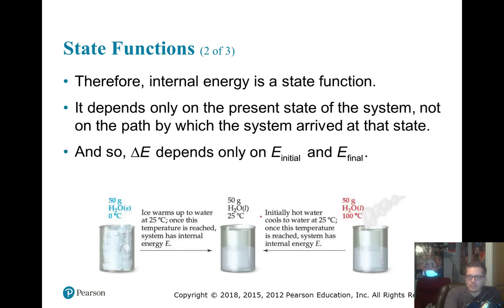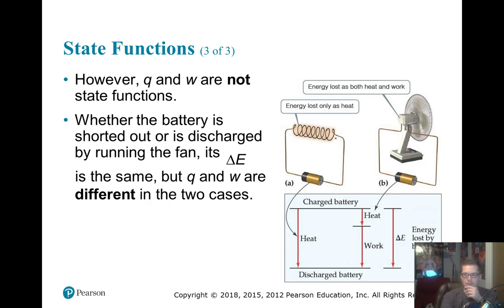The idea is that this is your basic definition: it depends only on the present state, not on the path by which it arrived. That means our delta E depends only on the initial and the final, and we really only care about the difference of the two. Now, Q and W, our heat and our work, are not state functions.